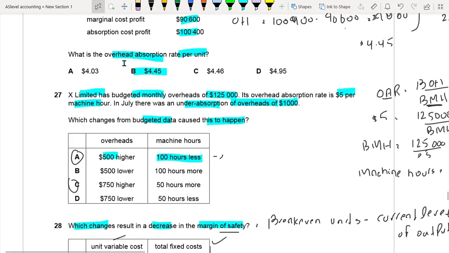Okay, so now let's see this question. X Limited has budgeted overheads of 125,000.